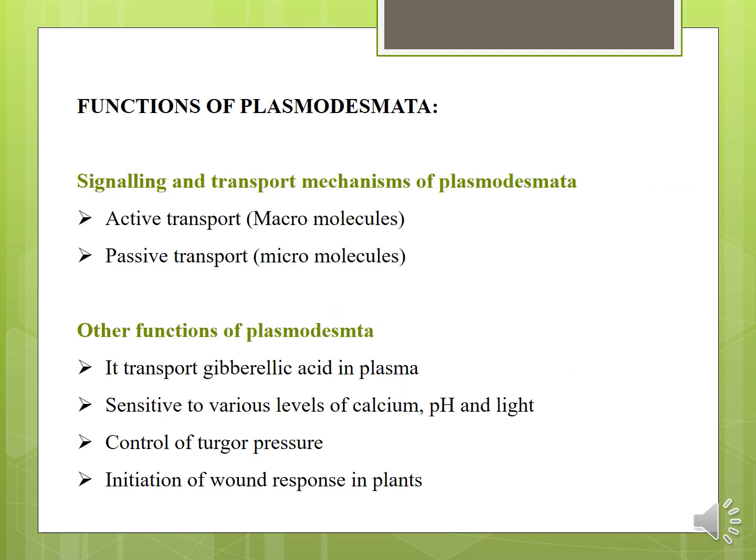Then functions of plasmodesmata. Signaling and transport mechanism of plasmodesmata, as I told you earlier: for macromolecules it is by active transport, and for micromolecules it is by passive transport. And other functions of plasmodesmata will be transport of gibberellic acid in plasma, sensitivity to various levels of calcium, pH and light, control of turgor pressure, and initiation of wound response in plants.